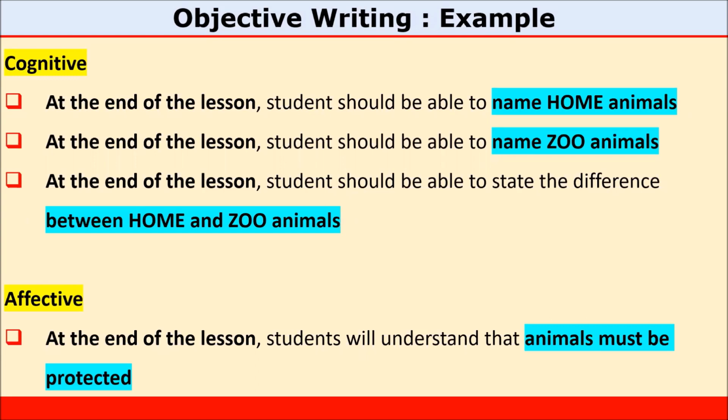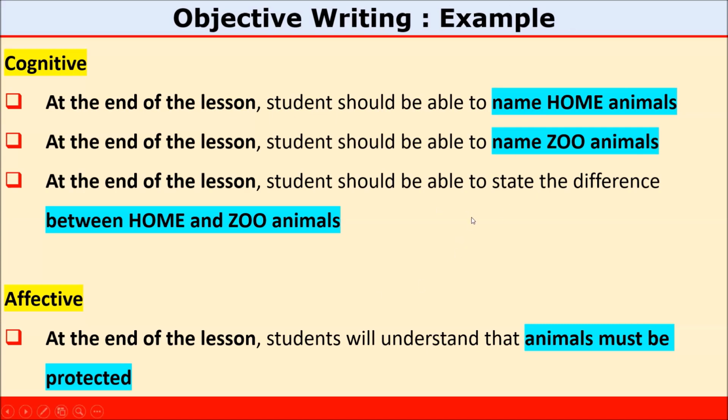Here is one example for the affective domain. At the end of the lesson, students will understand that animals must be protected. That's good behavior. Under affective, you can identify that type of objectives also. Is it clear, the objective writing? Yes, sir, it's clear. Okay.